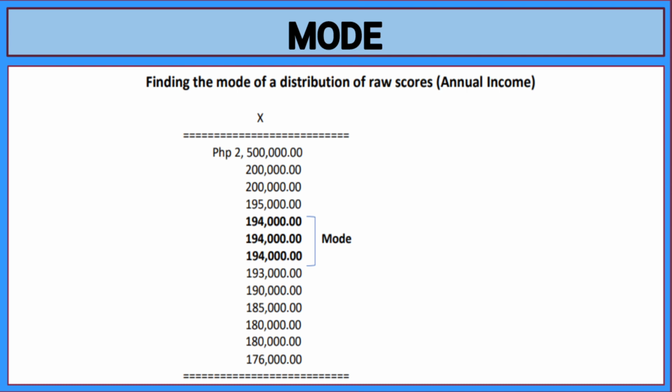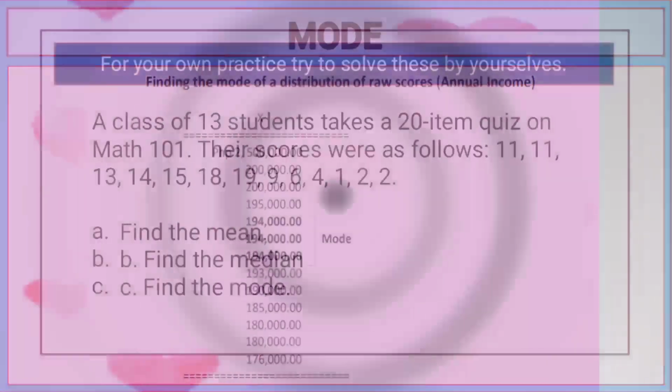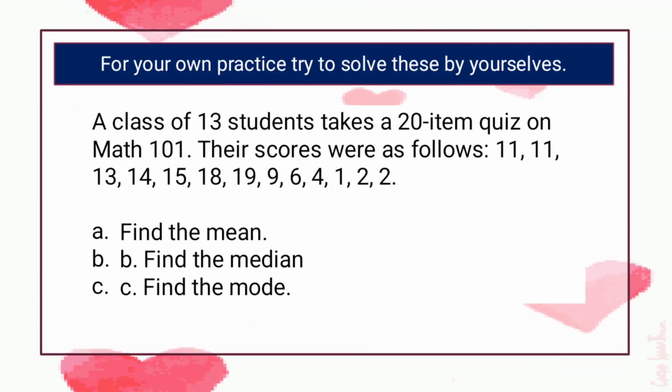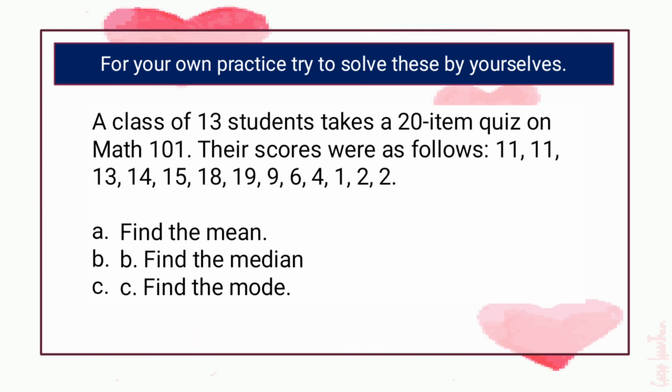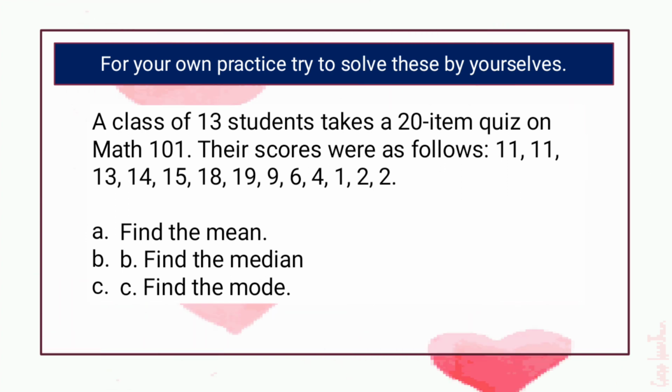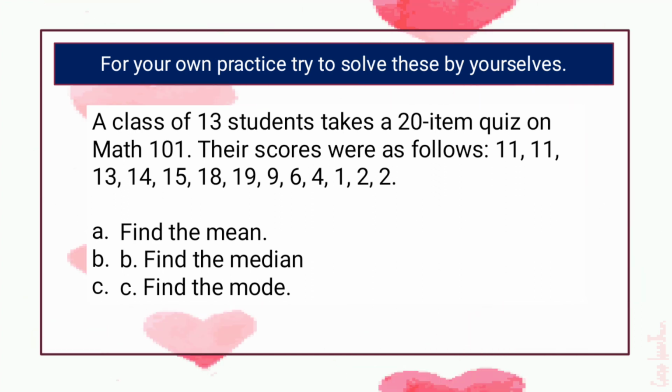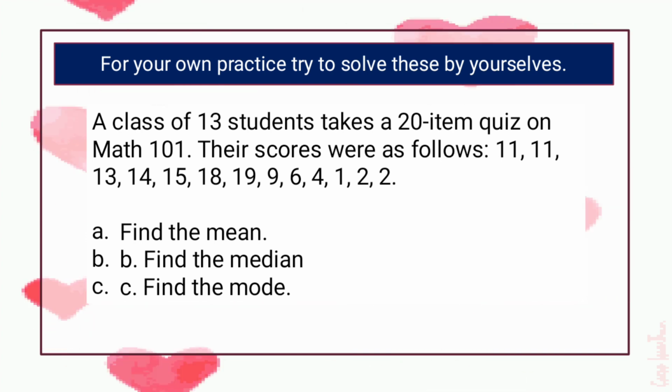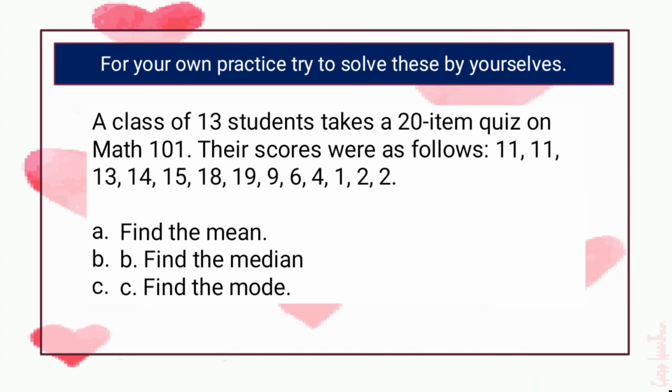All right. So for your own practice, please try to solve this by yourselves. A class of 13 students takes a 20-item quiz on Math 101. Their scores were as follows: 11, 11, 13, 14, 15, 18, 19, 9, 6, 4, 1, 2, 2. Right? So you need to find the mean, find the median, and find the mode.